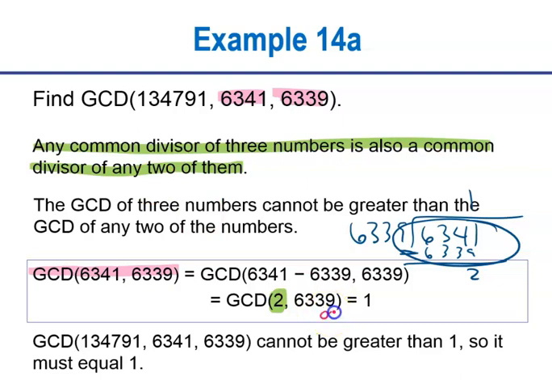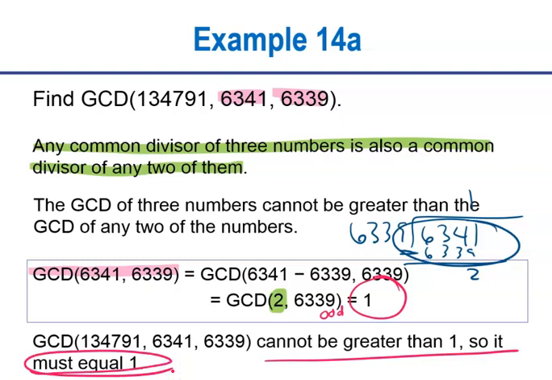So again, this is odd. Therefore, 1 is the greatest common divisor for 2 of these numbers. You know what? You throw another number in the mix, and because the greatest common divisor can't be any bigger than it is for 2 of them, then the greatest common divisor is equal to 1.